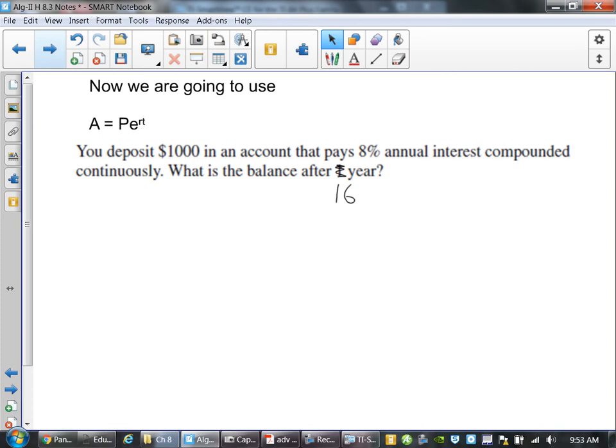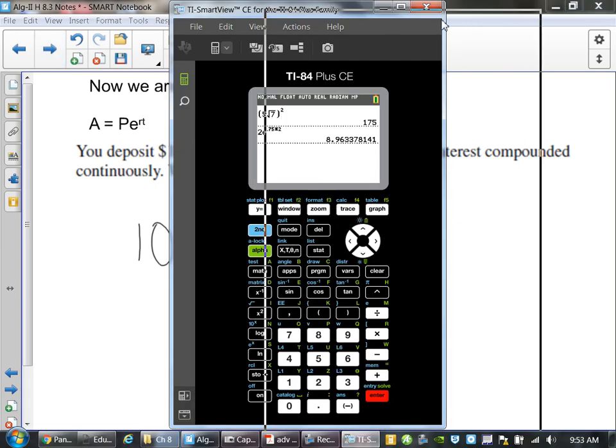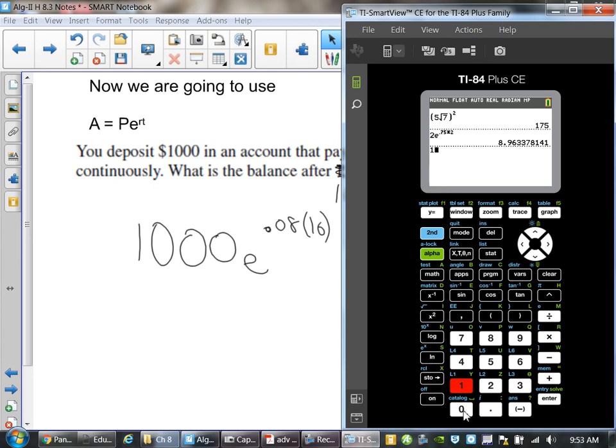So what's your principal amount? 1,000. So we have 1,000 e to the 0.08 times 16. $3,596.64? Would you round it? I messed up somewhere.